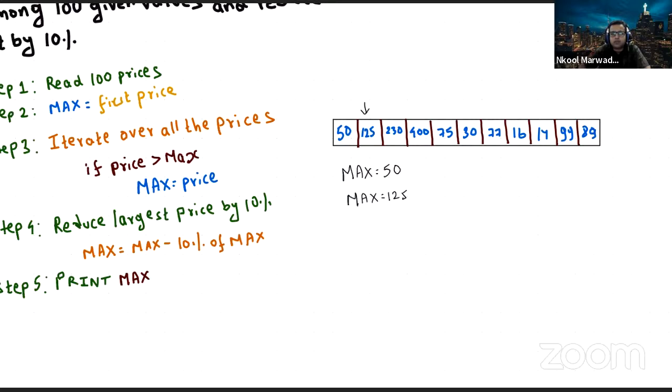Okay. Now what I will do, I will go to the next element, because I have to iterate over all the elements one by one. And once again, I will see the current price 230 is greater than 125. So max will update. Max has to update now because max is holding the maximum value. I can see, oh, 230 I got, and 230 is larger than 125. So how can 125 be max? If I got 230, it has to be the max. So I will overwrite it. So max will become 230.